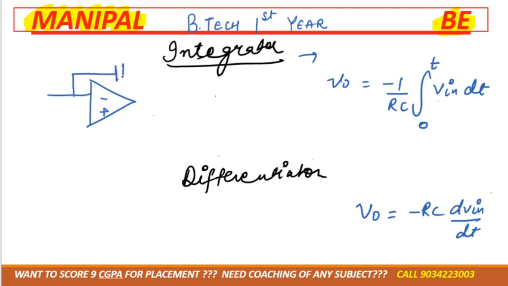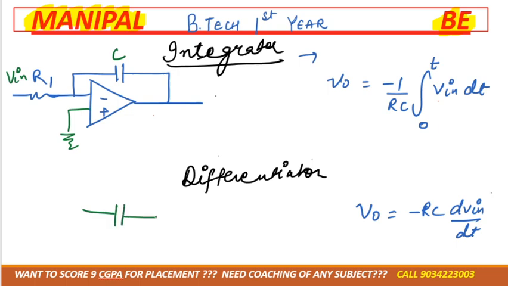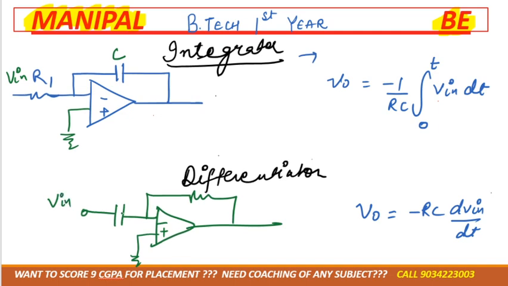In integrator, we'll use capacitor as a feedback and input resistance as the input. In this case this is Vin, this is capacitor. But for differentiator we'll use capacitor at the input and resistance in the feedback. You can see it's a vice versa thing. Okay.